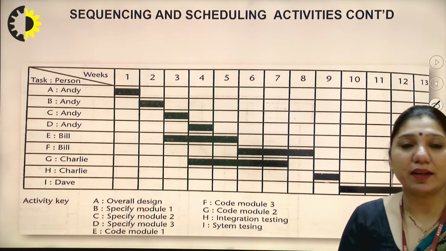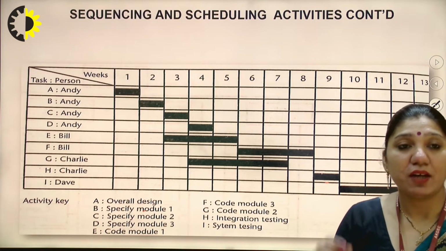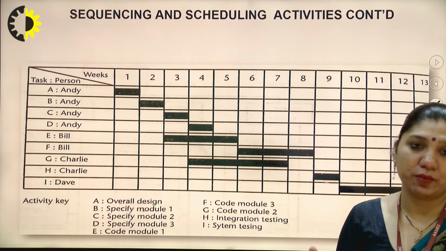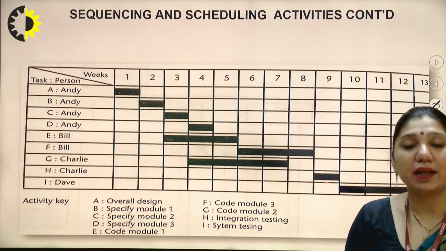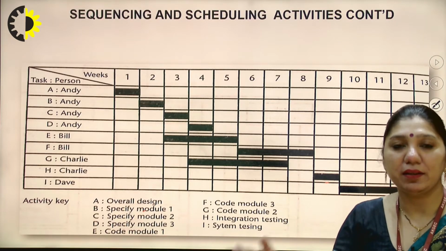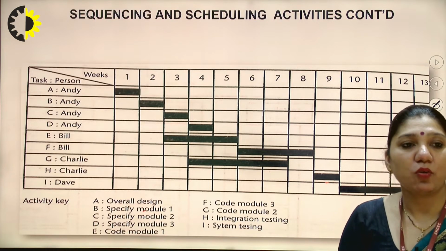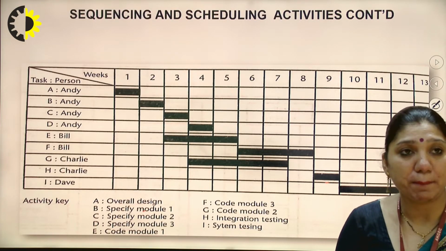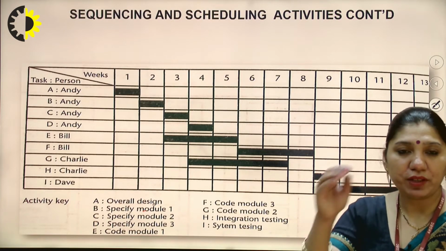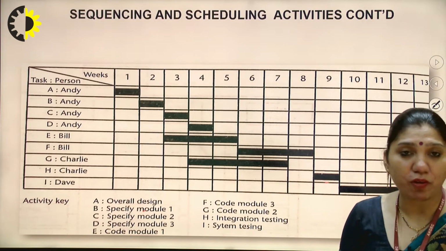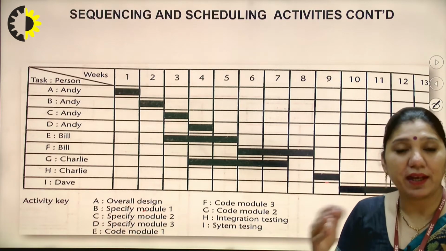Now think about this. If, instead of this bar chart visualization, we represent this work in a text format, what will happen? If I simply mention that A, the overall design by Andy, will be completed by the 1st week, and similarly that the E part, code module 1, will be completed by Bill by the 5th week of the project. If I mention it in a text or theoretical format, I'm not able to understand it clearly. We have to read out all the statements, then I have to conclude.